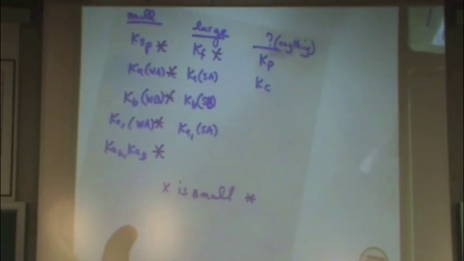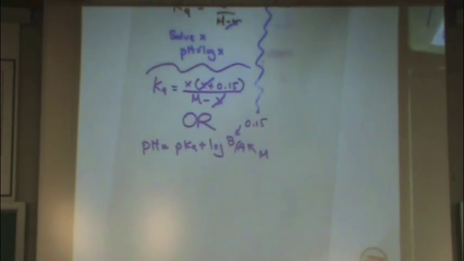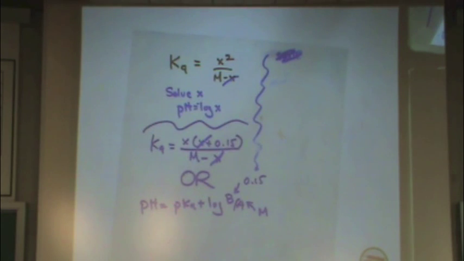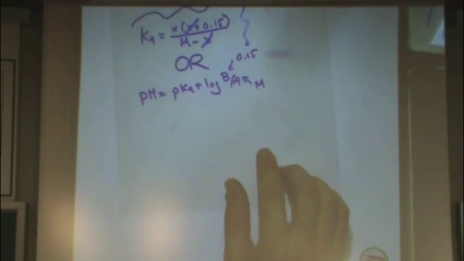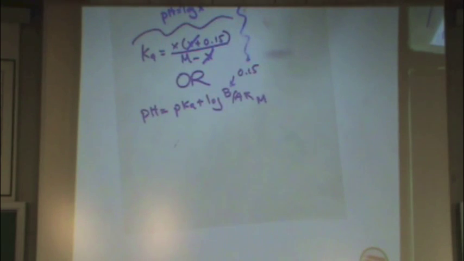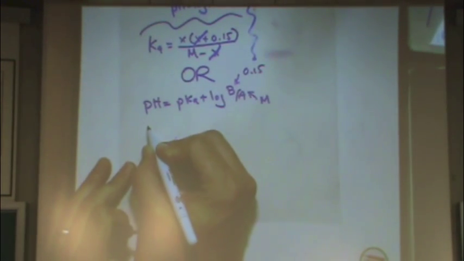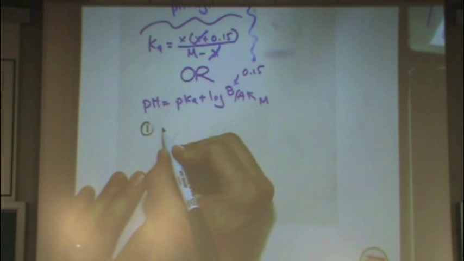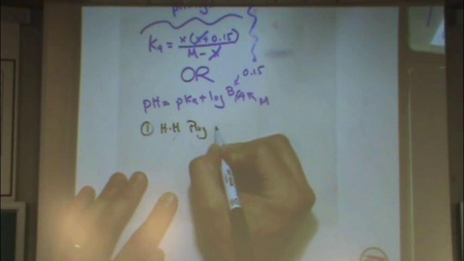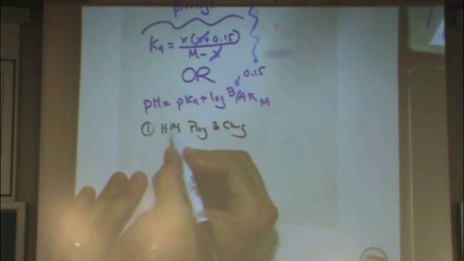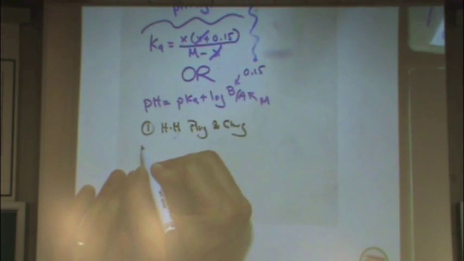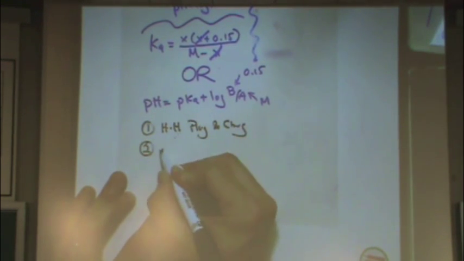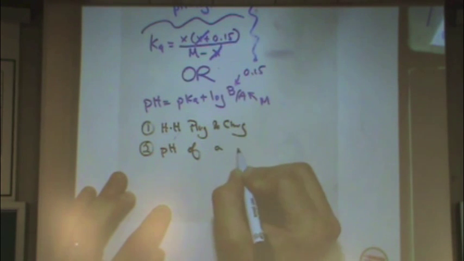Let me just say a little bit about buffers since we're on them. I'll go back here. Okay, let's do the types of buffer problems and then I'll stop with buffers. Number 1. Oh my gosh, how are things going so fast? Okay, number 1, Henderson-Hasselbalch, plug and chug. So they give you all but one variable, you plug and chug. Okay, number 2, they just want you to find the pH of a buffer.